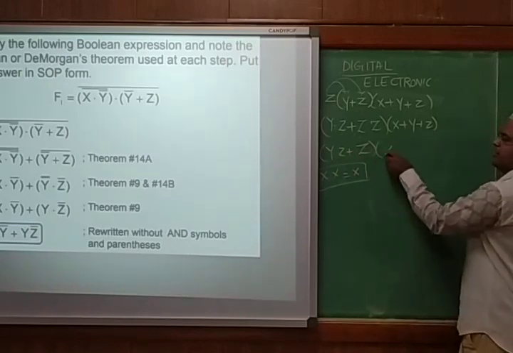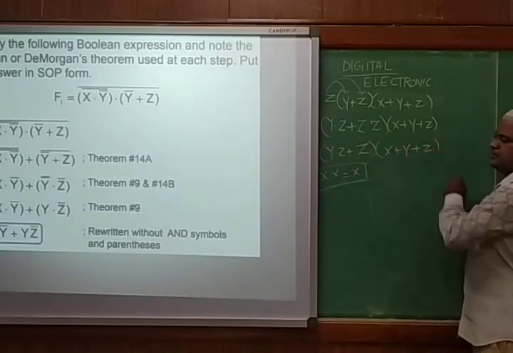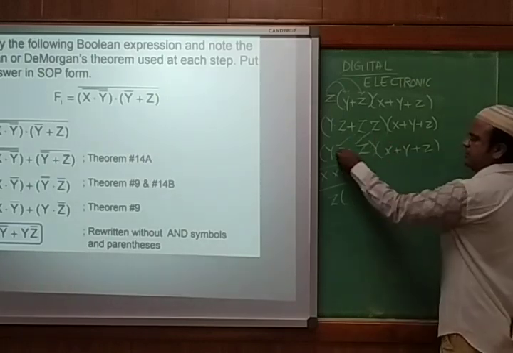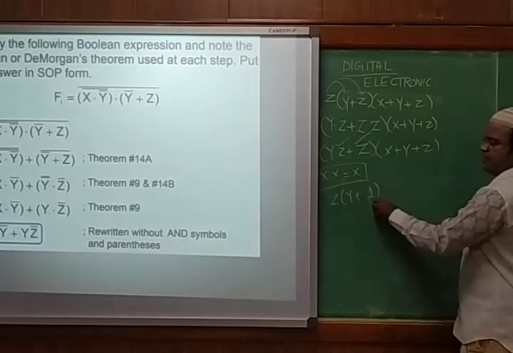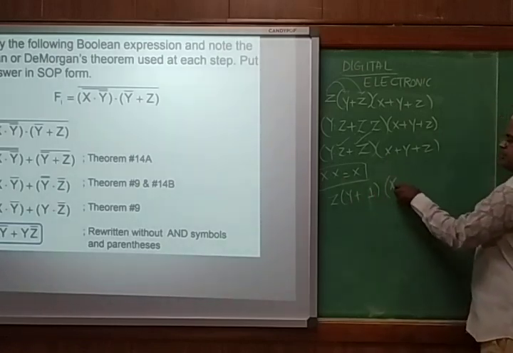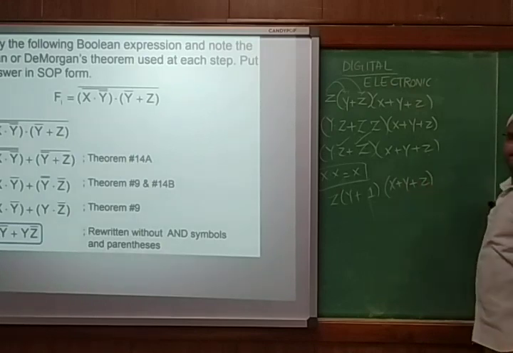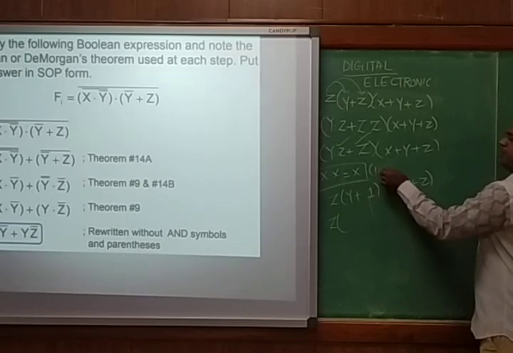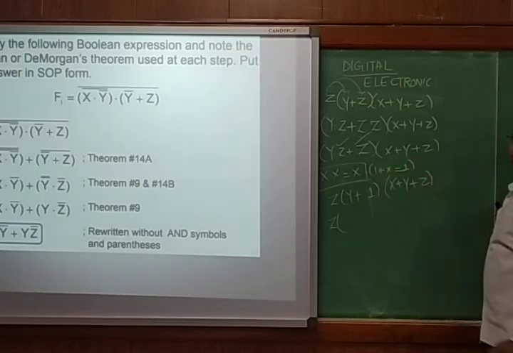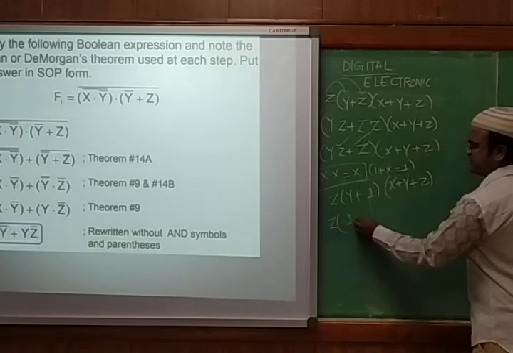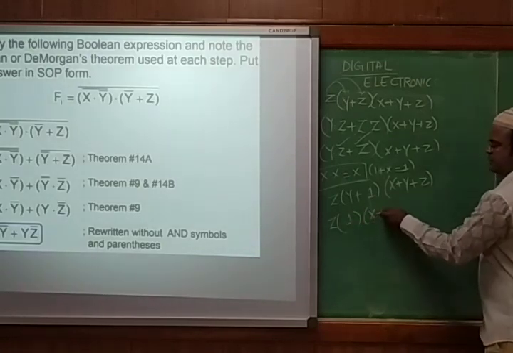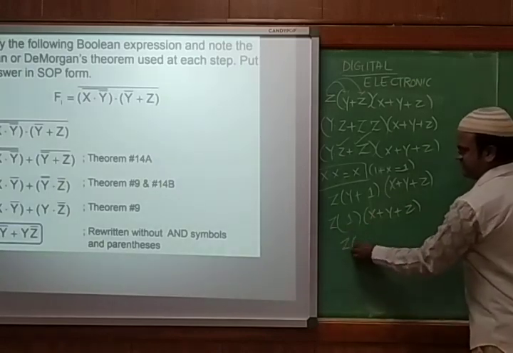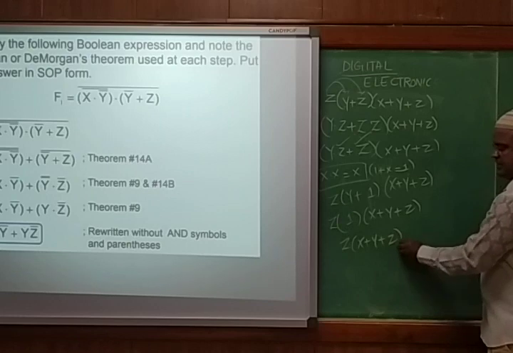Clear? Here we can write x plus y plus z. Again, in this term I can take z common outside. Here we are left with y plus 1, and this will be left with x plus y plus z. So z as it is. What is 1 plus x? 1 plus x I can write as 1, and 1 plus y I can write as 1. So we get x plus y plus z. So z into 1 is z as it is, times x plus y plus z.